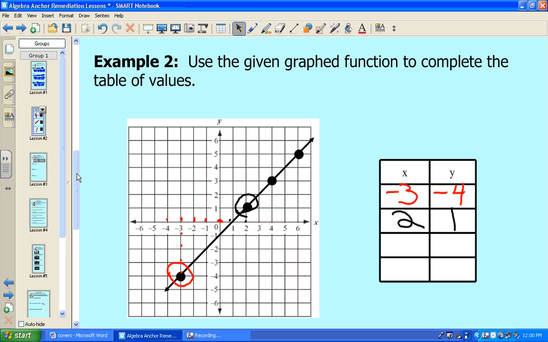Okay, the third point on here, starting at the origin, you have to go right 1, 2, 3, 4, and you have to go up 1, 2, 3. So your ordered pair is 4, 3. Okay, the very last point, starting at the origin, you have to go right 1, 2, 3, 4, 5, 6, and up 1, 2, 3, 4, 5. Since you're going right and up, they are both positive. 6, 5 is your ordered pair.